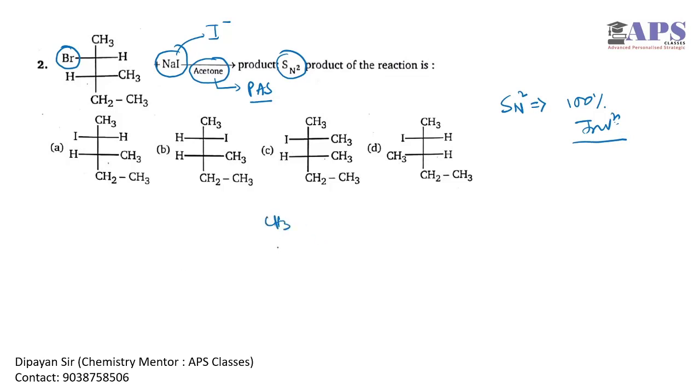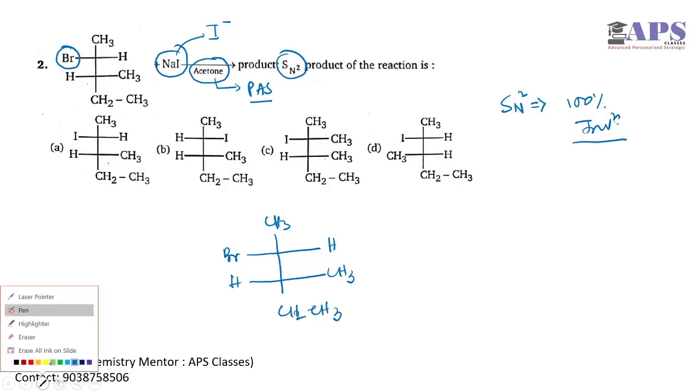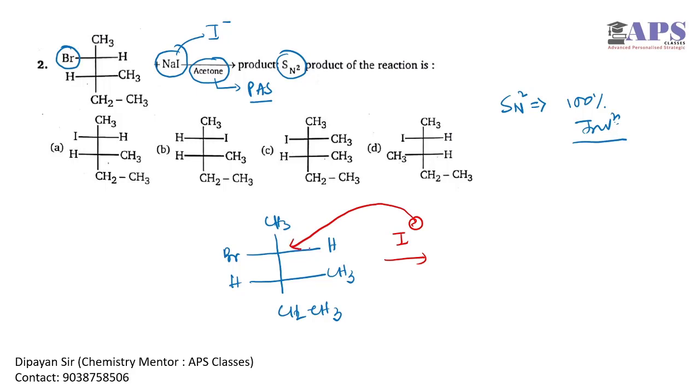So if initially we have this kind of molecule, and iodide is the nucleophile here, it can approach from the back side of this bromine, and this bromine will be eliminated from the system. As a result, the final product will look like this. The iodide will be attached over here. The hydrogen will come to this side because of Walden inversion.